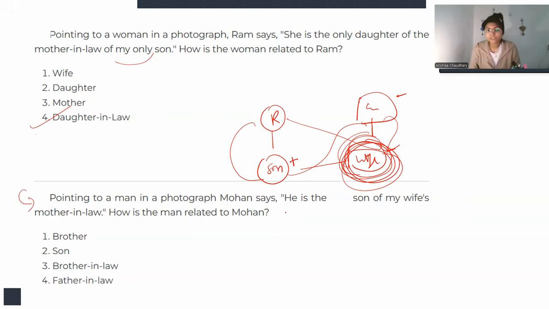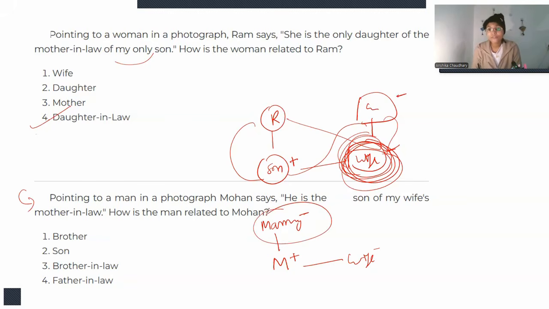Pointing to a man in a photograph, Mohan says he is the son of my wife's mother-in-law. How is the man related to Mohan? Okay, so pointing to a photograph, Mohan says he is the son. Okay, so he is the son of my wife's mother-in-law. That means he is Mohan. Mohan's wife, right? Mohan's wife, Mohan's wife's mother-in-law. Who will she be? Simple. Mohan's mother, right? I'm taking as mummy, right? Simple. Mohan's mother. She is the mother-in-law of the wife.